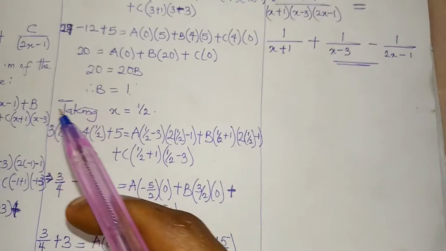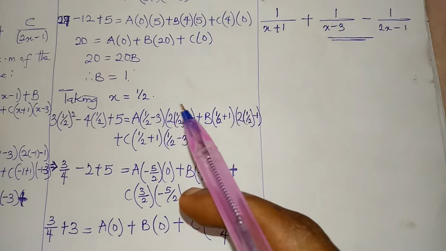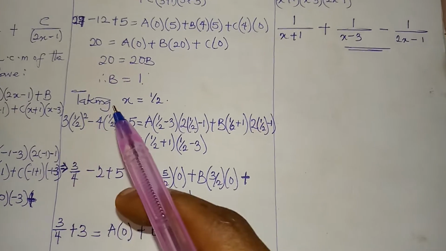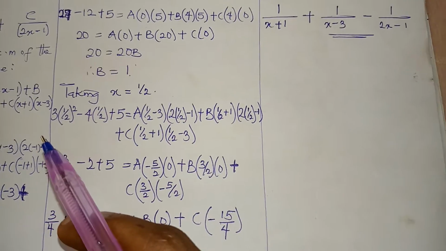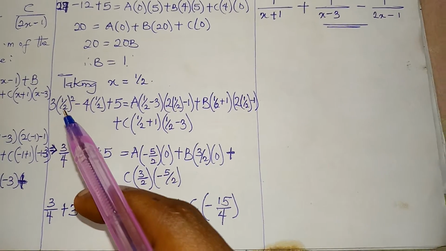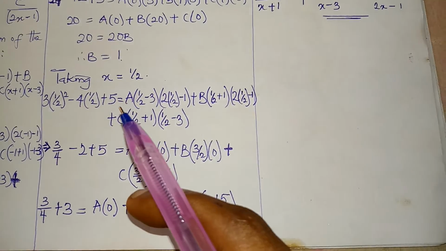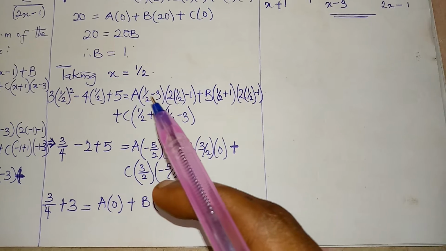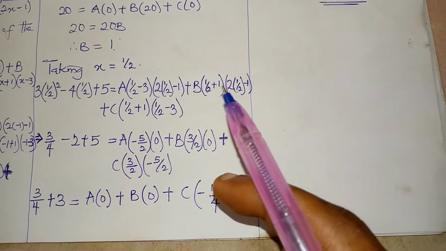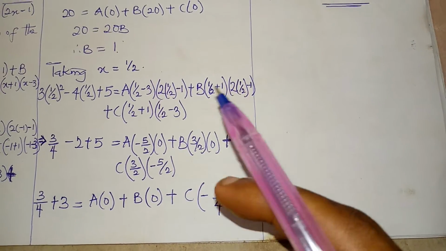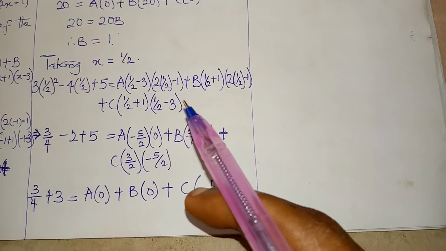So I want to get the value for c now. For me to get the value for c, I will have to think of what I can do to a and b to make them 0. That's why I said let's take x equals 1 over 2. So that means we have 3 into 1 over 2 all squared minus 4 into 1 over 2 plus 5 equals a into 1 over 2 minus 3, 2 into 1 over 2 minus 1 plus b into 1 over 2 plus 1, 2 into 1 over 2 minus 1 plus c into 1 over 2 plus 1, 1 over 2 minus 3.